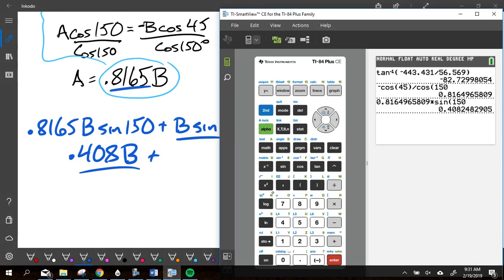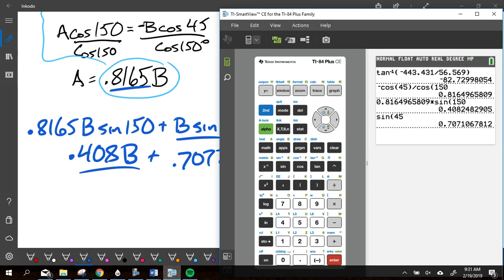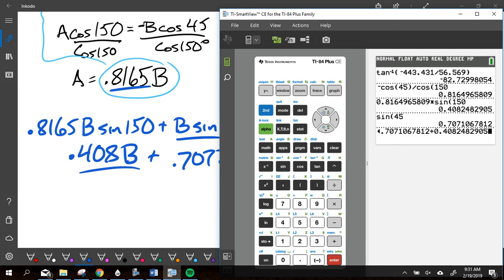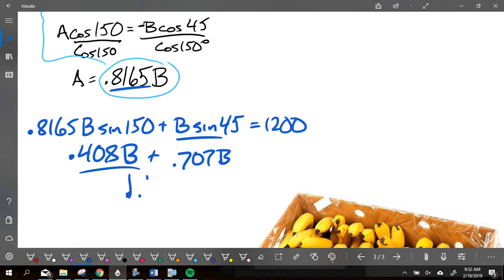So sine of 45 gets me this 0.707 number, B. But I really don't want to round them. So I'm going to take this number plus that number, and it's going to get me a number that's not rounded, because if we round them, it's going to be off. In calculus class, we can't round numbers in the middle of problems. It gets me 1.115B, and it's going to be equal to 1,200.